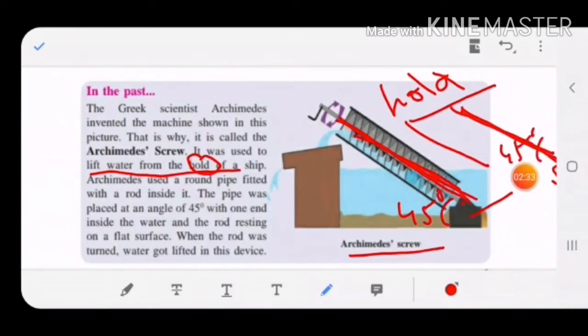When the rod is turned, this rod has got one handle. Can you see it at the top? When this handle is rotated, what happens? The water gets lifted up. Understood? So this rod has screws inside. That is why this is called the Archimedes screw, and it is kept in an inclined way so that it is easier to lift the water when the handle is rotated from the top. So this was the working of the Archimedes screw.